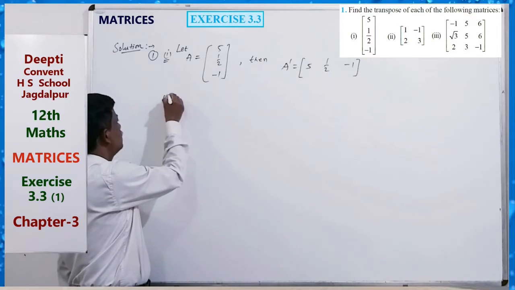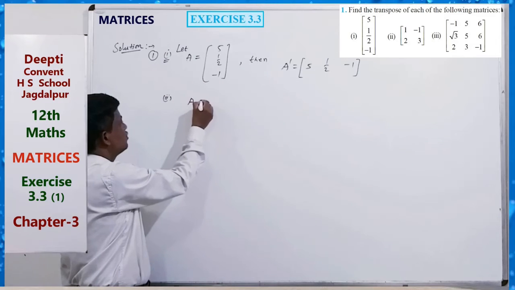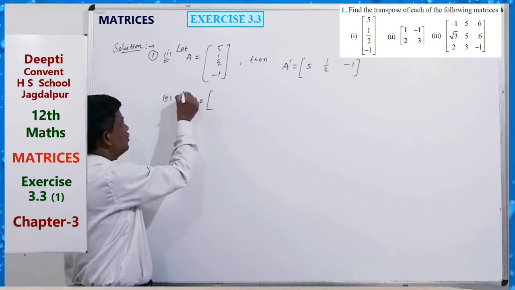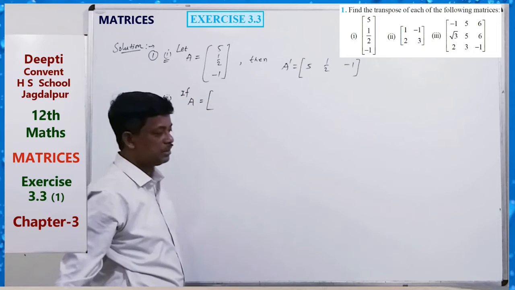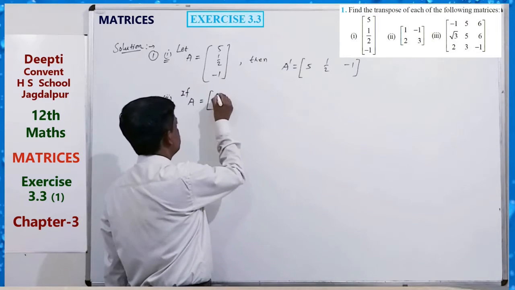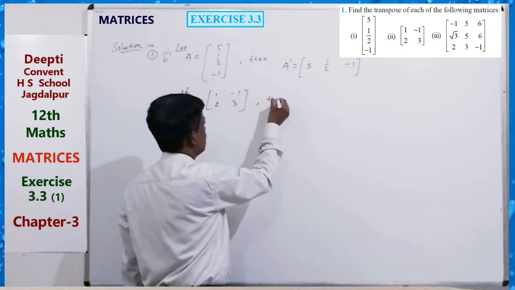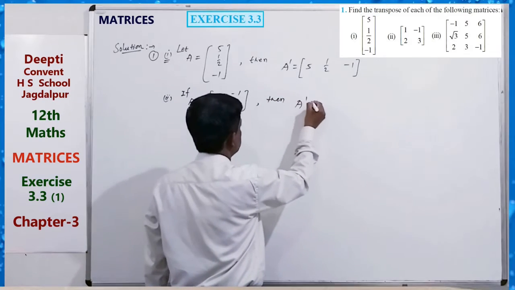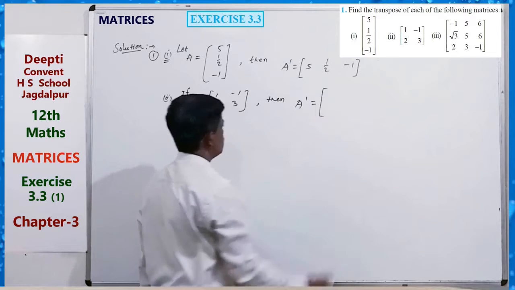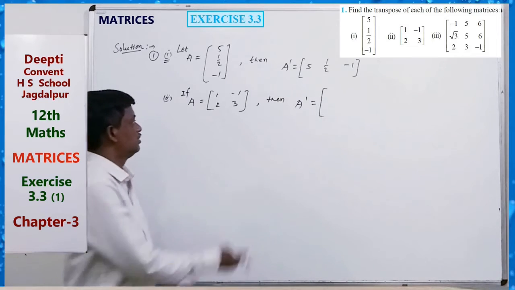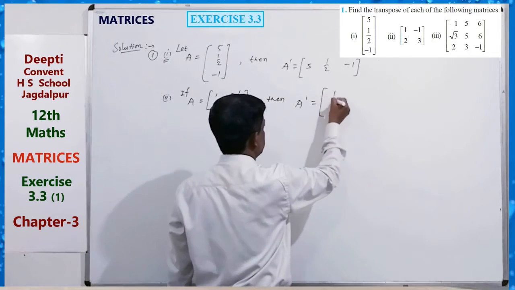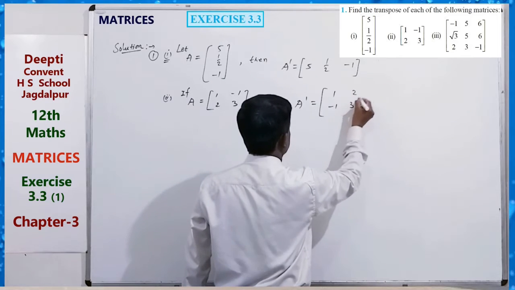Similarly, second: if A equals to what? Given 1, minus 1, 2, 3. Then A dash will be what? Just transpose it. Row to column. So the 1, minus 1, 2, 3.